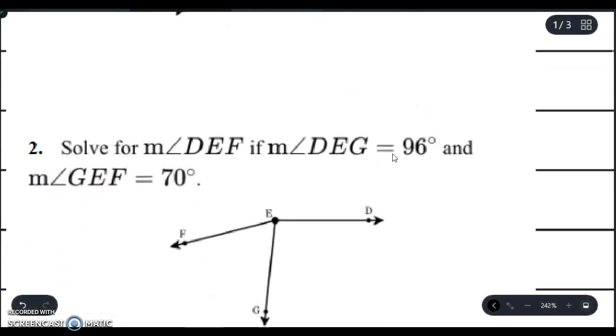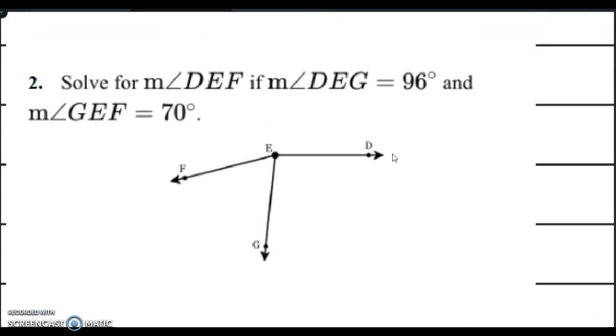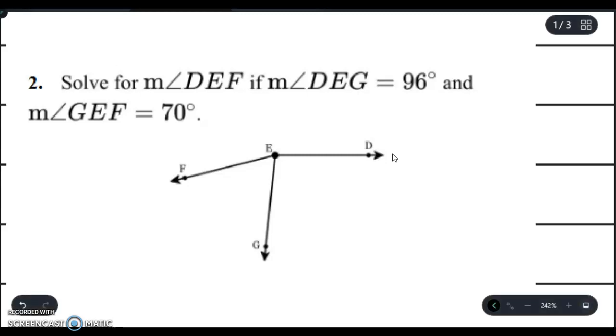Alright, let's take a look at another one. Alright, so on this one, we've got DEG is 96 and GEF is 70. So they don't tell you the measurements, but you can figure them out. So we're looking for the measurement of DEF. It says it right here. DEF. So we need to know what this whole measurement of the angle is.